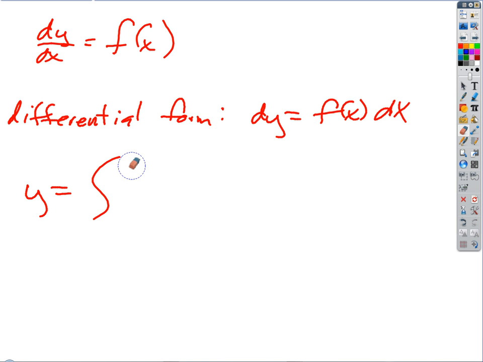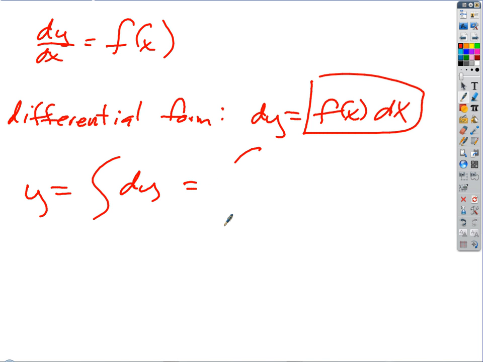Just kind of looks like that. Okay, and whatever you're taking the antiderivative of goes inside. So really what we're going to do is put this stuff inside the antiderivative, the integral sign. And so to solve this, we're going to have the antiderivative of f of x dx. Okay. That's our new notation.